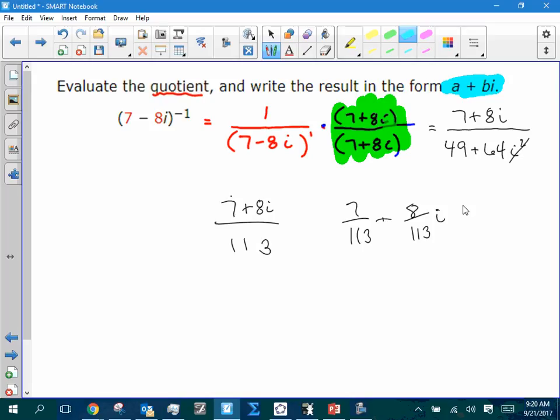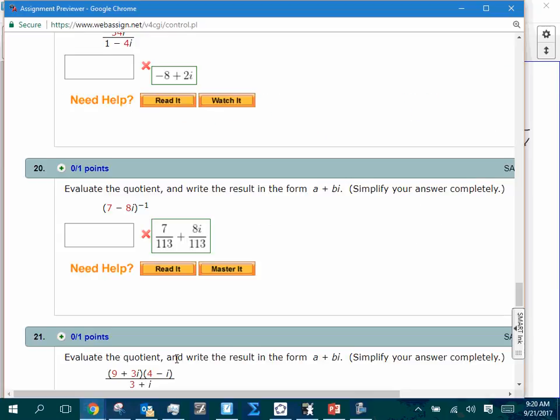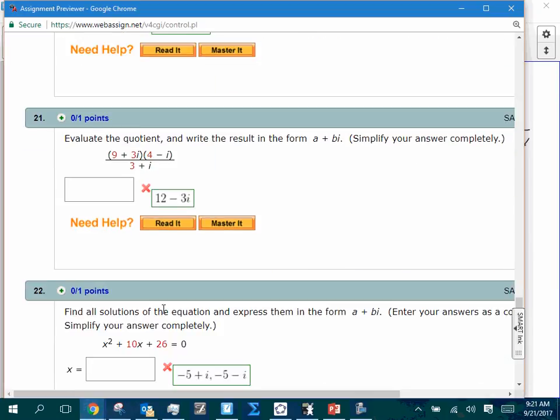Okay. Another one that I saw struggles with was the next one, 21.